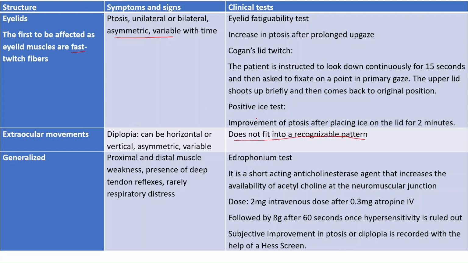I want you to remember this. Okay, what about generalized? You can have proximal and distal muscle weakness, presence or absence of deep tendon reflexes, and rather rarely you can have respiratory distress.